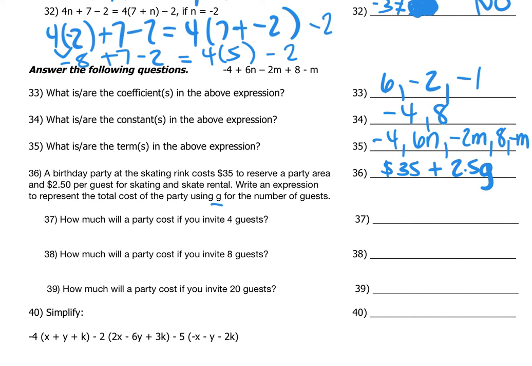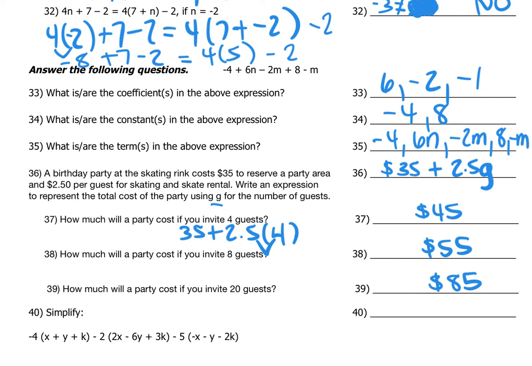And how much will it cost if you invite 4 guests, 8 guests, or 20 guests? You want to take that expression and just substitute in for G. You'll substitute 4, 8, and 20 to get your answers. So if I put a 4 there, you want to make sure to multiply and then add the 35. You'll get $45 for number 37. Then you'll do 2.5 times 8 plus 35 and get $55 for 38. And for 39, you'll do 2.5 times 20 plus 35 to get $85.